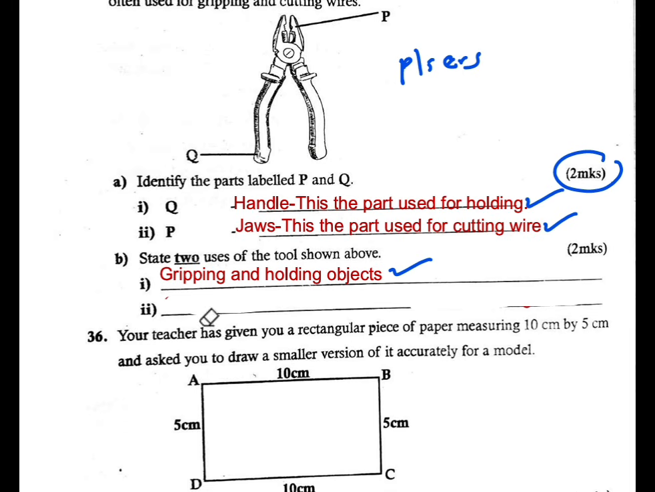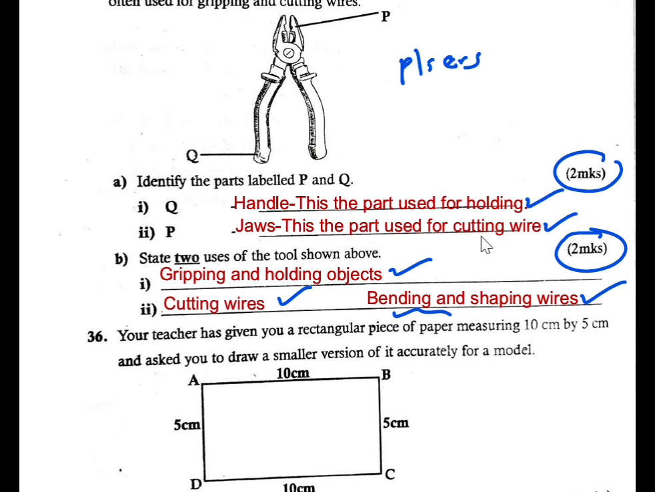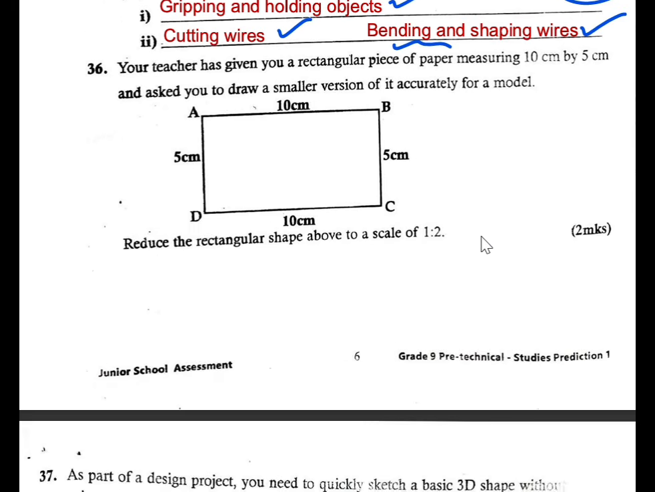So that is the function of a pliers. Another function is to cut wires. Tumesema can be used to cut wires, or even can be used to bend and shape wires. So you can give any 2. You score those 2 marks. Number 36.